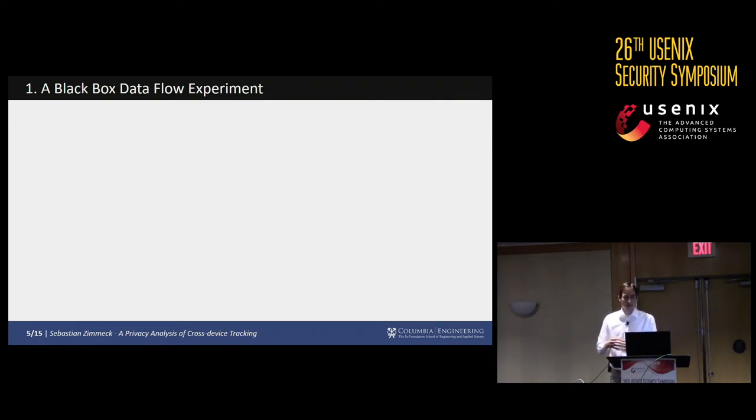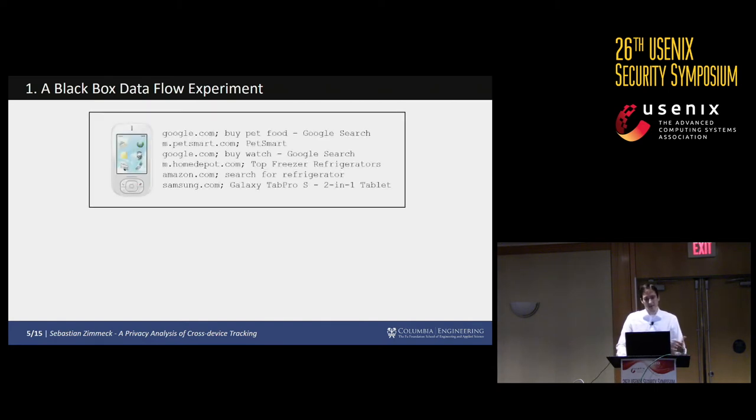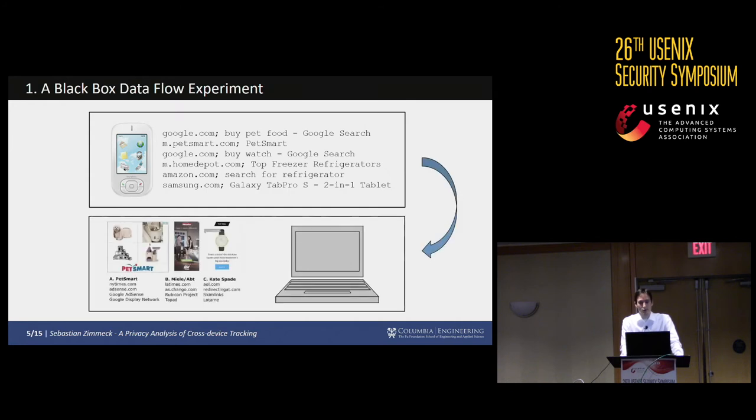And on the mobile device, we then searched for certain items to buy. So for example, here's a little excerpt from the search history: buy pet food, buy a watch, buy a refrigerator. And then we clicked on the links for the ads that were shown on the Google search page. And then we observed on the desktop browser what kind of ads were served to us. And we found that there was a statistically significant difference in the types of ads that were served. So here are some examples.